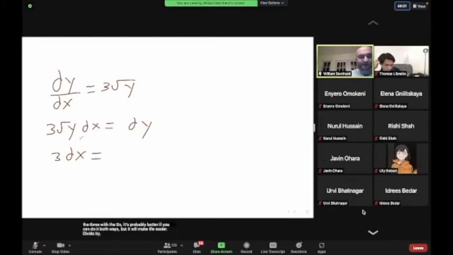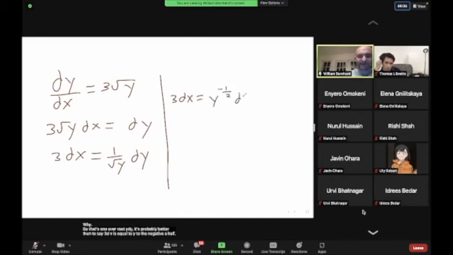Divide by square root of y. So that's 1 over root y dy. It's probably better then to say 3 dx is equal to y to the negative a half dy. Then we can integrate both sides. A couple of things here. While you could bring the 3 to the other side, I think it's easier to leave it in general with the dx. That's another little piece of advice I have for you.